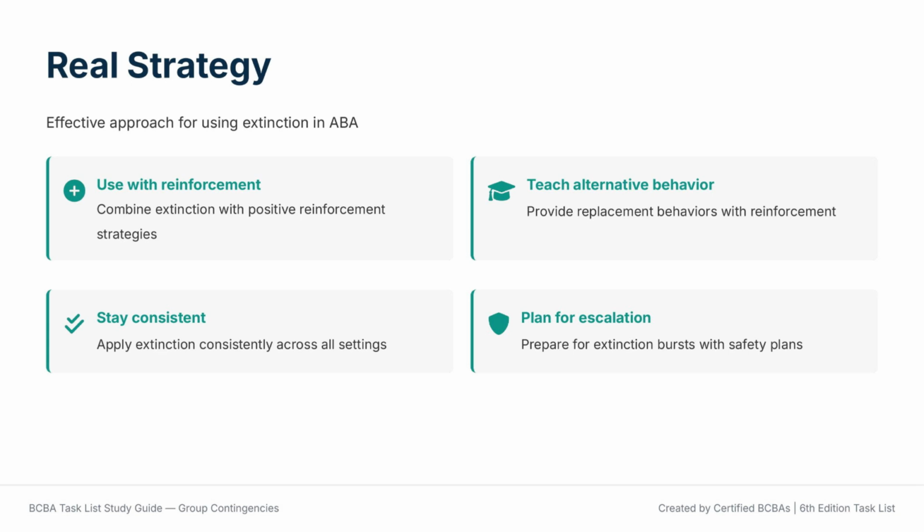In practice, extinction should rarely be used alone. It is most effective when combined with reinforcement of alternative behaviors. Teach alternative behaviors by providing replacement behaviors with reinforcement. Consistency is key. Apply extinction consistently across all settings. Plan for escalation by preparing for extinction bursts with safety plans. This ensures a structured approach to behavior modification.